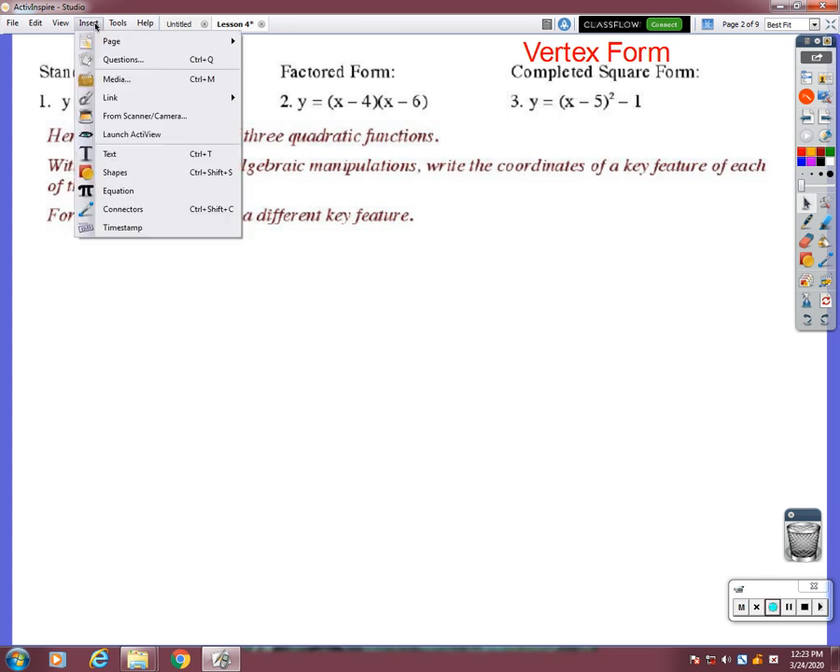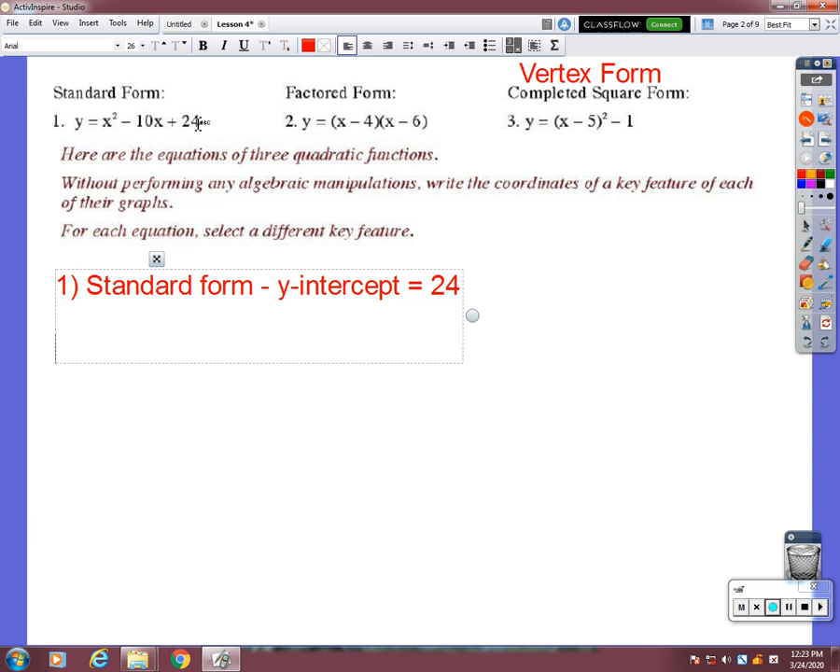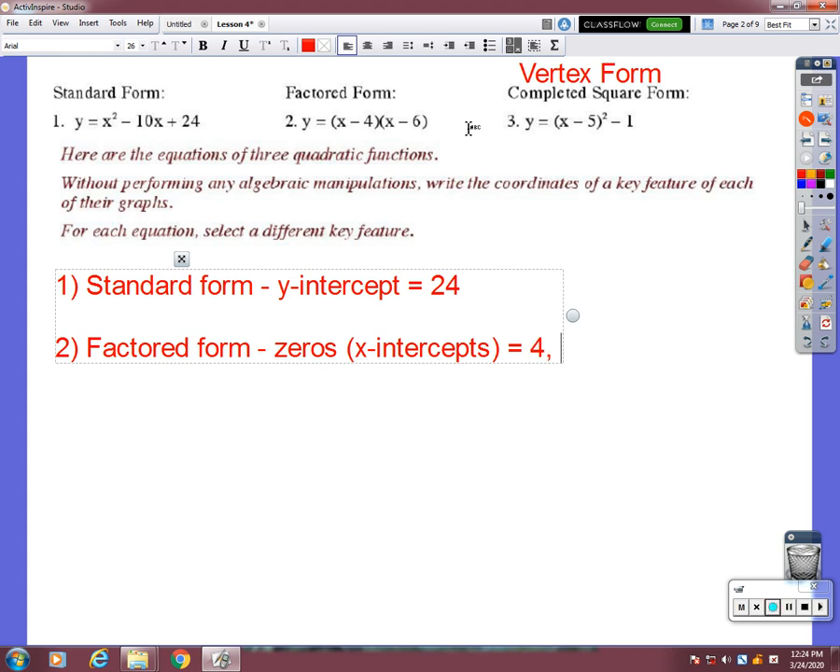Okay, so what we get out of this is a different thing for each form. So from standard form, you know the Y-intercept. And the Y-intercept is 24. It's the number that is just hanging out here all by itself. From factored form, you get the zeros, or the x-intercepts. And in this case, it's factored into x equals -4, x equals -6. These are all the same, by the way, just written in the different forms. So in this case, the x-intercept would be, it would cross the x-axis at 4 and 6.